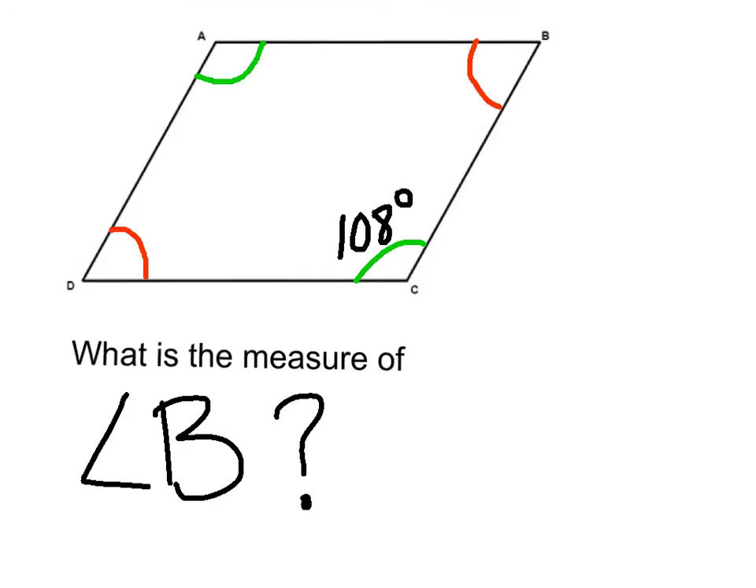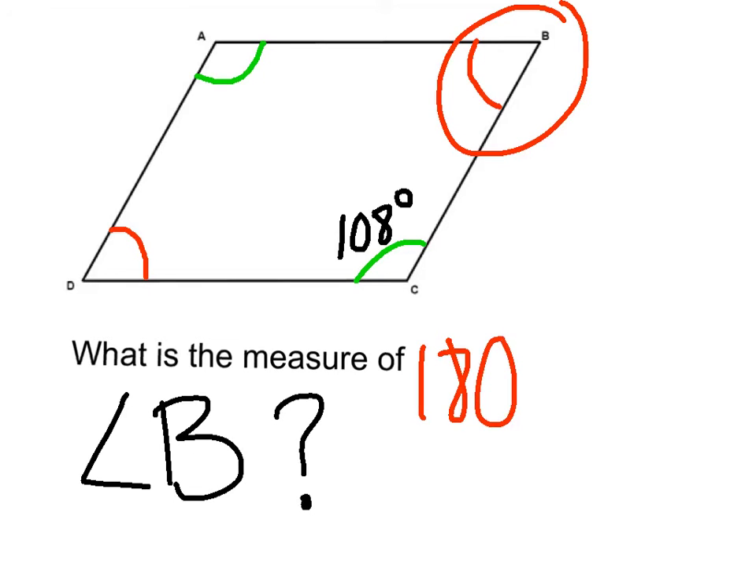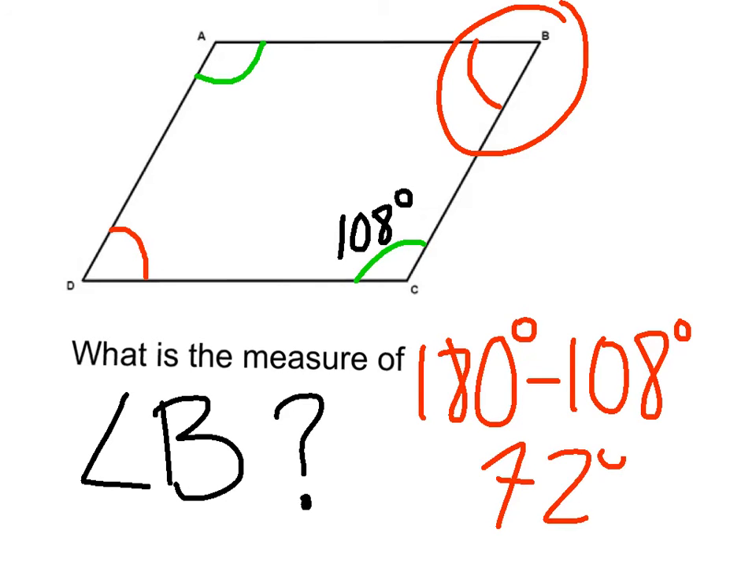Solution for the practice problem. We want the measure of angle B. The only thing we have is the measure of angle C, and since angle C and angle B are supplementary, what are we going to do to find angle B? 180 minus 108, which gives us what? 72 degrees. And that should be your answer.